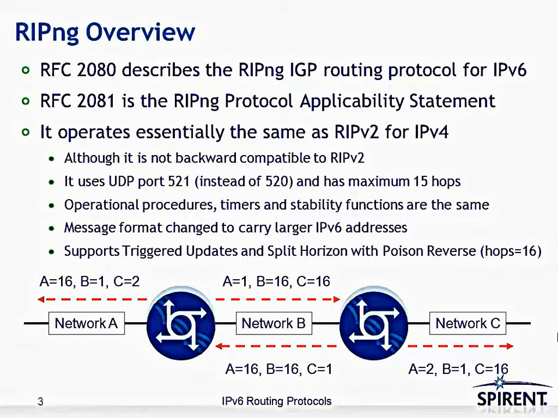Operational procedures, timers, and stability functions are essentially the same. The message format has changed slightly to carry larger IPv6 addresses. It also supports triggered updates and split horizon with poison reverse. In other words, it will re-advertise routes back out the same interface it received them on, but it will advertise them with a hop count equal to 16.